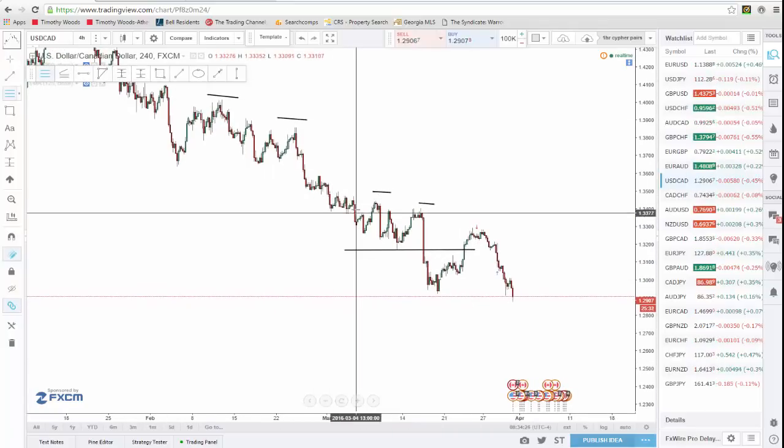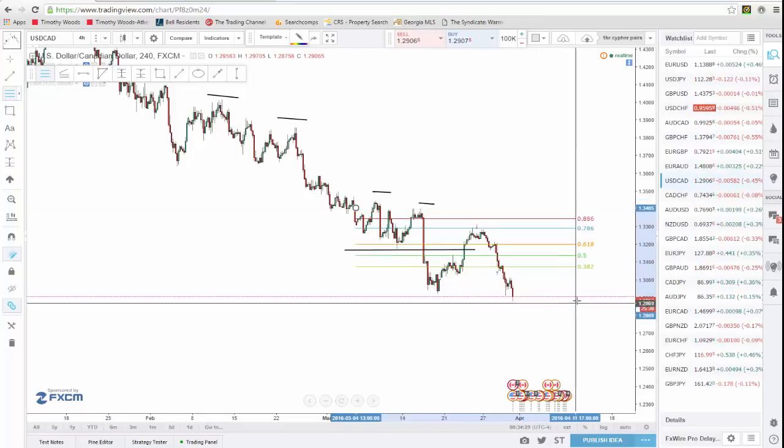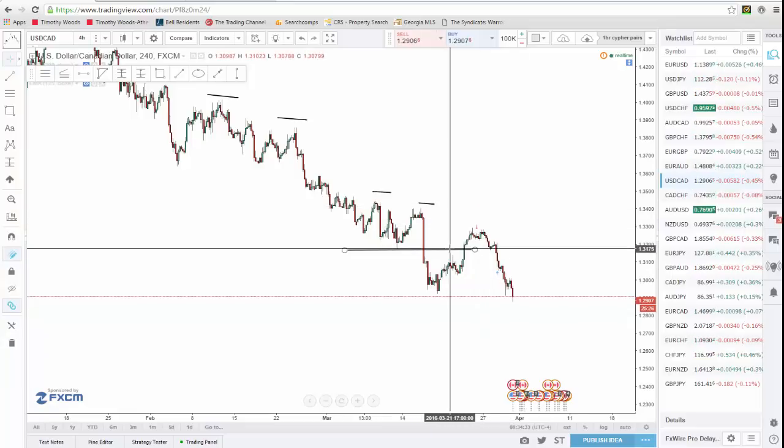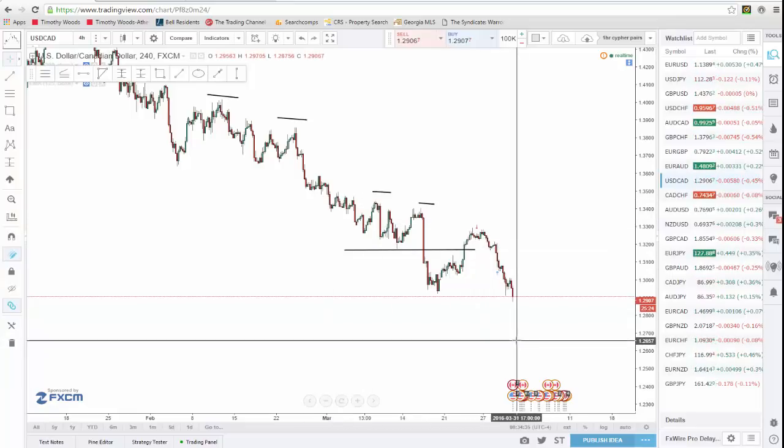On the 4-hour chart, you also could have traded this as a 786 strategy. Oh, no, you could not have, actually. A little bit too low. My eyes have fooled me.